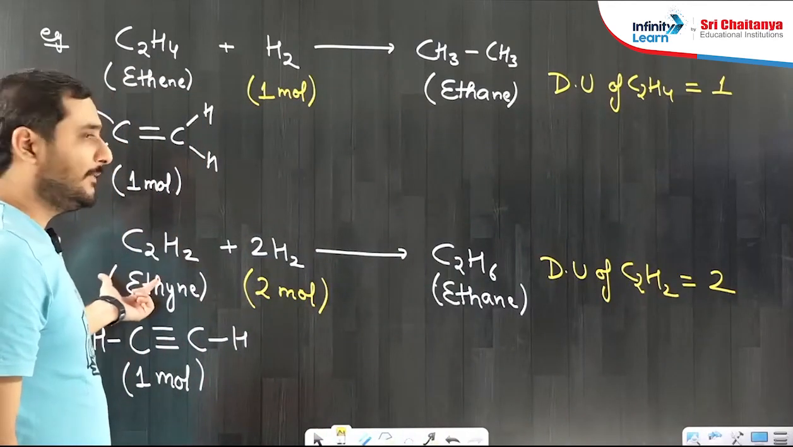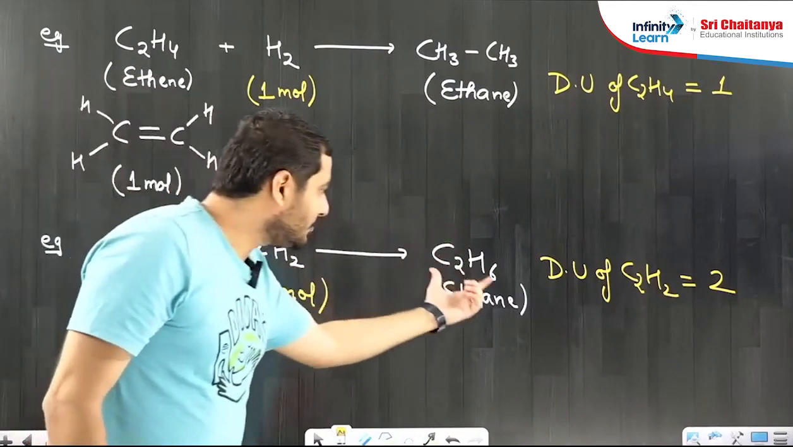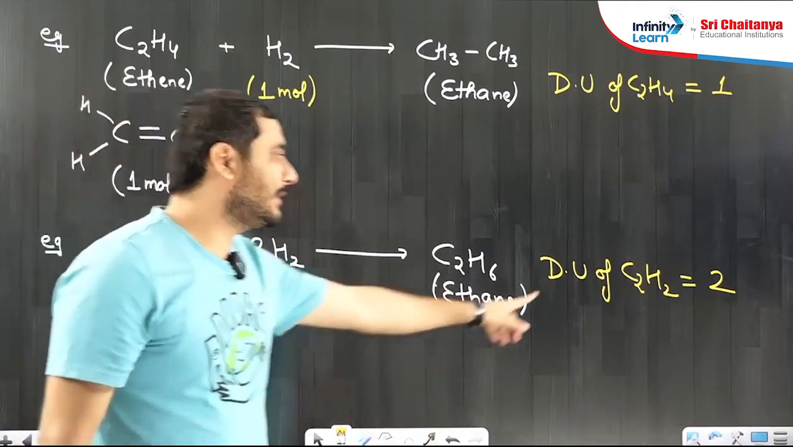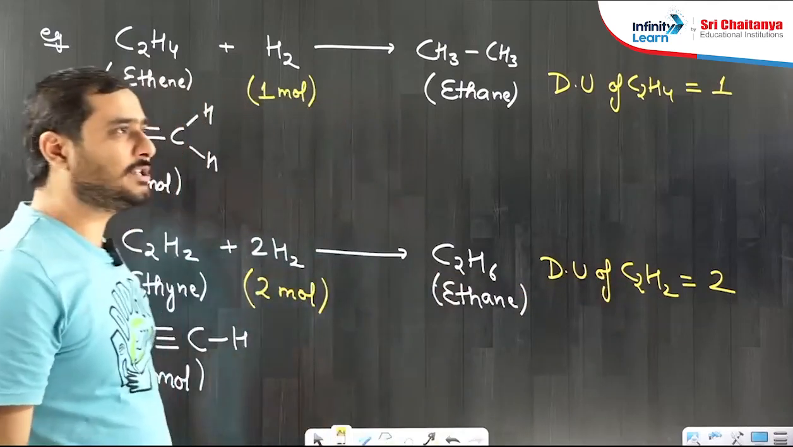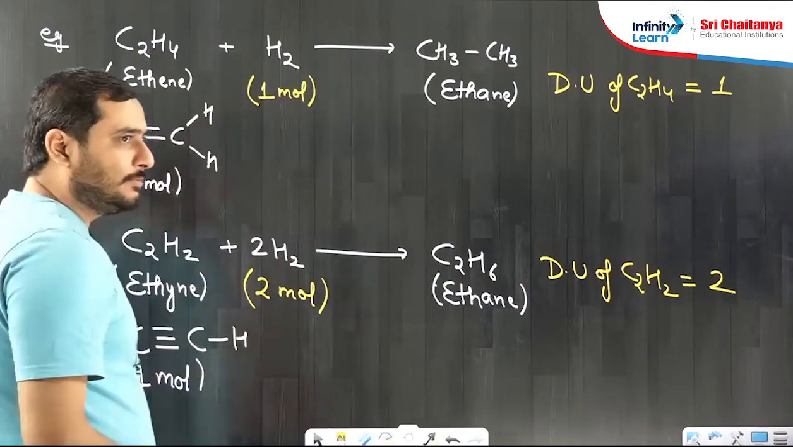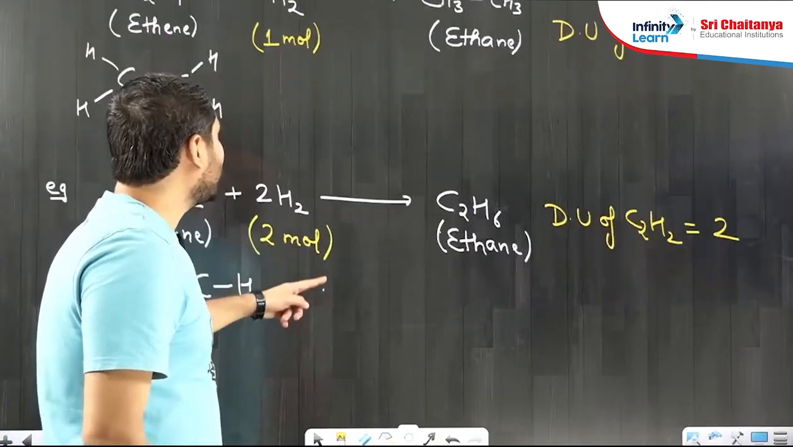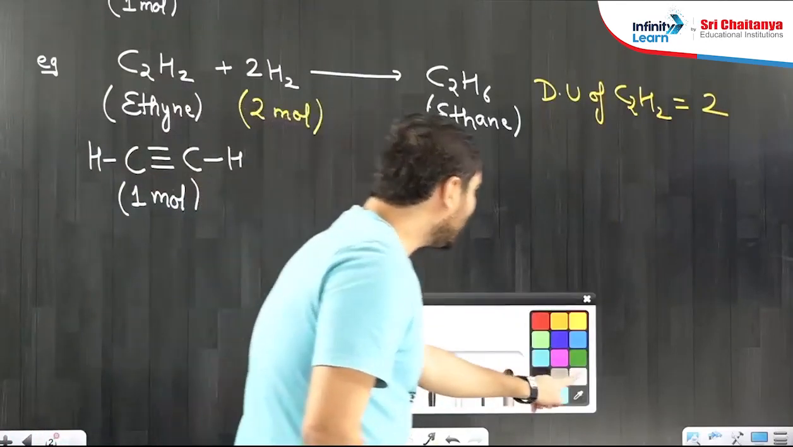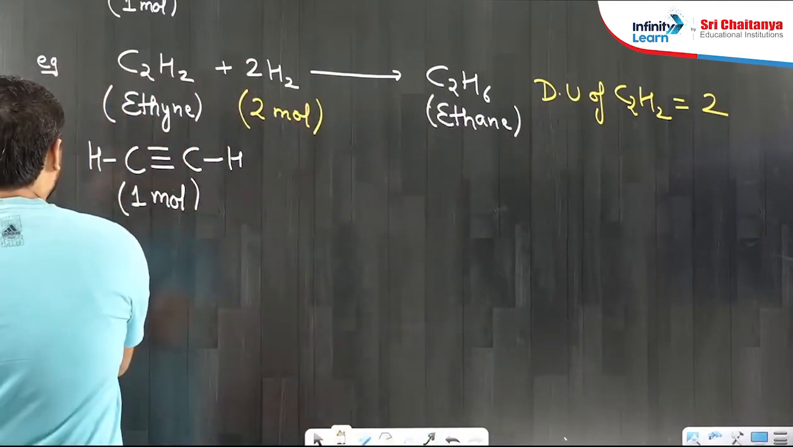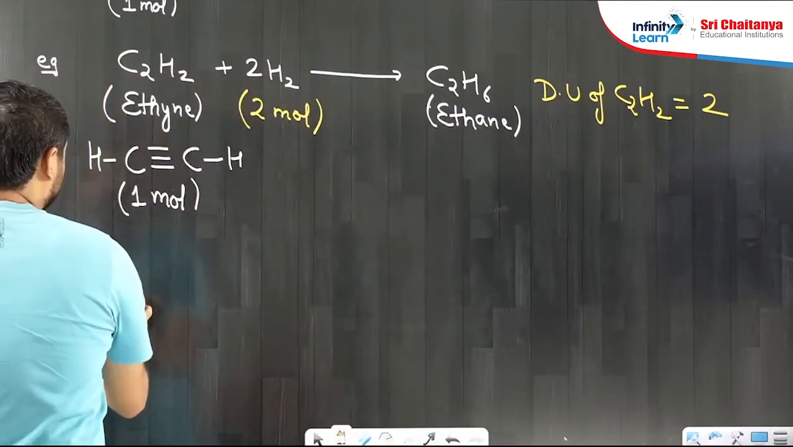Clear? 1 mole of unsaturated compound is converted to saturated. How many moles of hydrogen are required? 2 moles. So the degree of unsaturation for C2H2 is 2. Clear? Now next, this is an open chain compound. If there is any cyclic compound, then what is the degree of unsaturation? We have to convert that cyclic compound into an open chain compound.